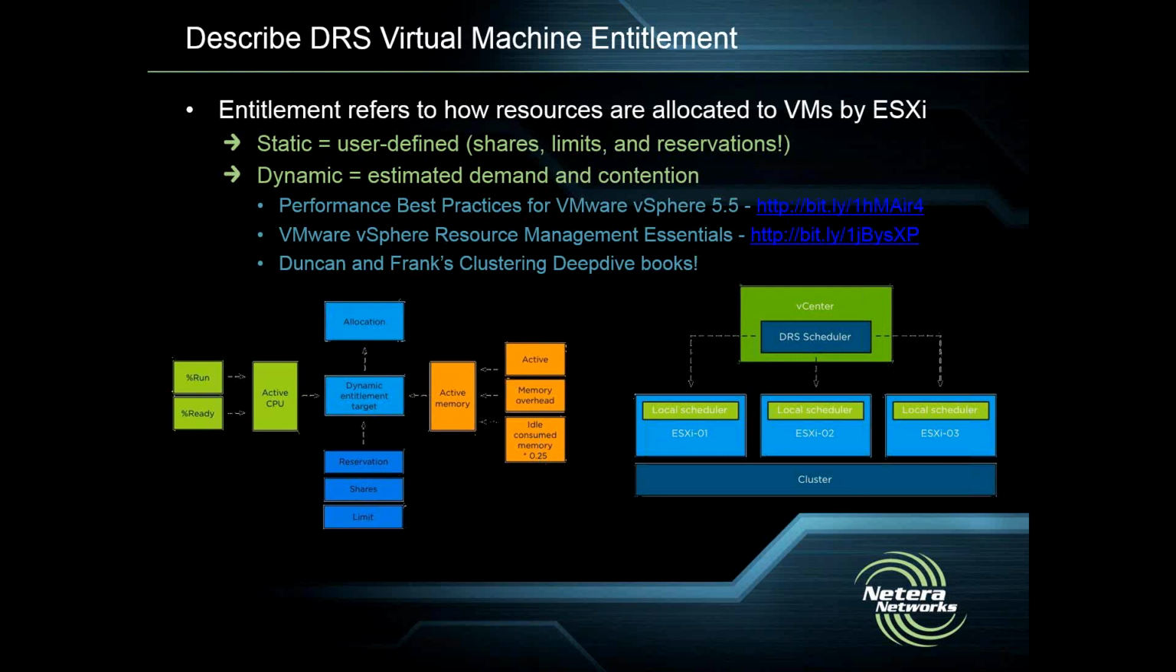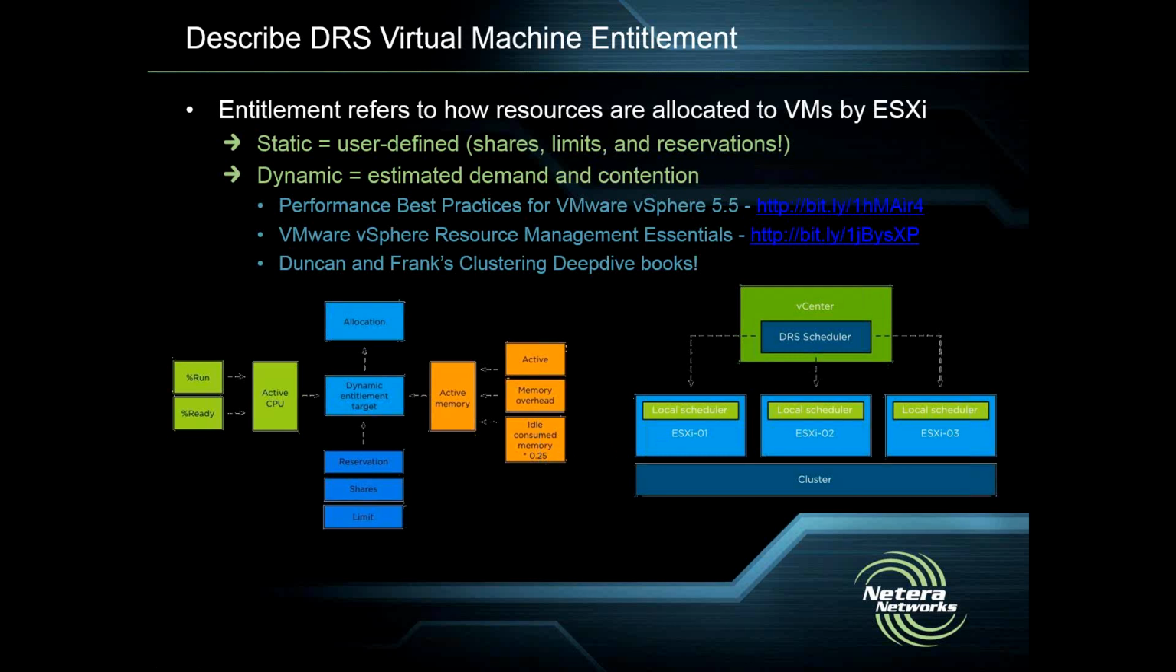Same with CPU. If you give it 1 vCPU, it's not going to use more than 1 vCPU, everything else being equal. But a limit then will artificially limit or put a maximum or a cap on the amount of CPU or memory that a VM can use.